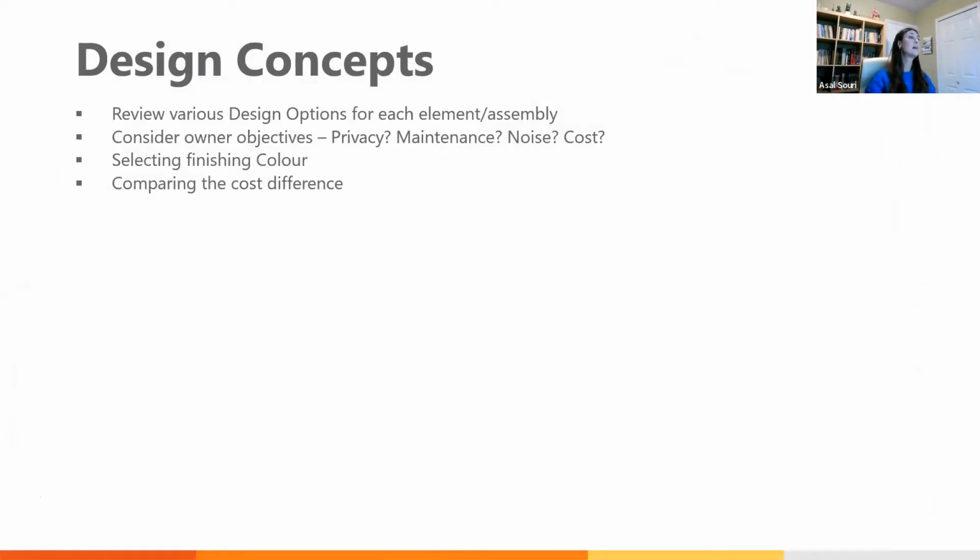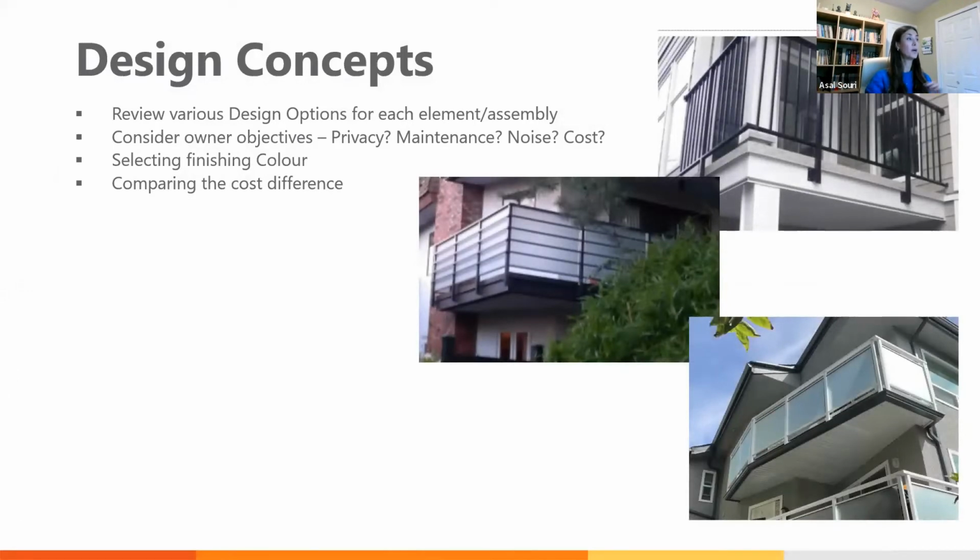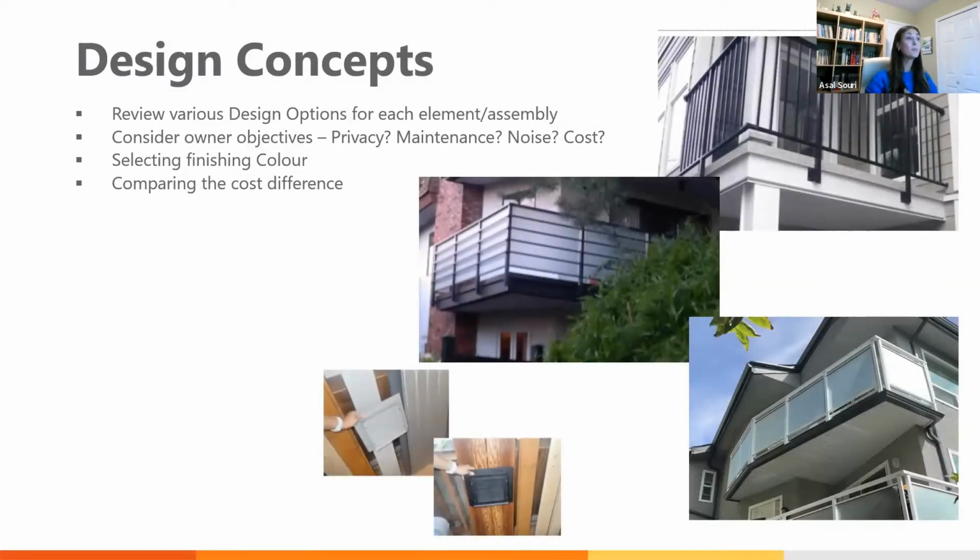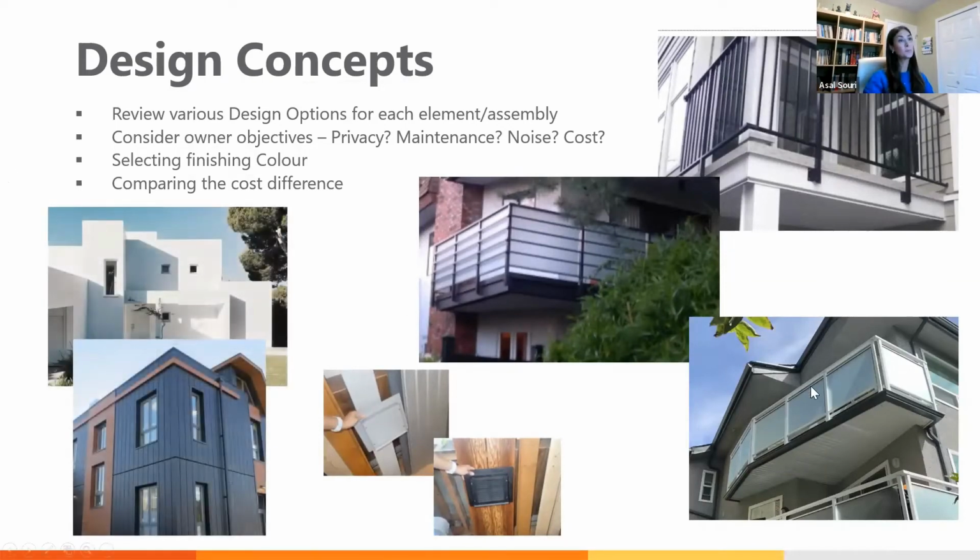Okay, so next is review various design options for each element and assembly and consider owner's objectives, privacy, maintenance, noise, cost, and selecting finishing color, comparing the cost difference. If you can see the first picture here, there are a couple examples of guardrail design options, comparing them from different aspects. Privacy, which one gives privacy, which one doesn't, which one is easier to be maintained, which is harder. The cost difference, the finishing look of everything, the guardrails, all the wall penetrations, and of course, comparing the performance from noise perspective, stucco versus metal cladding.